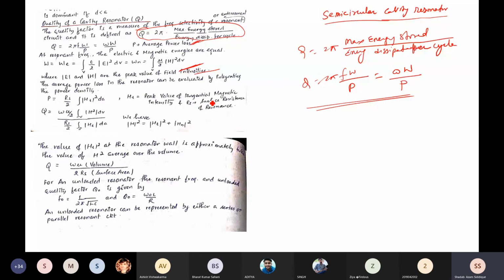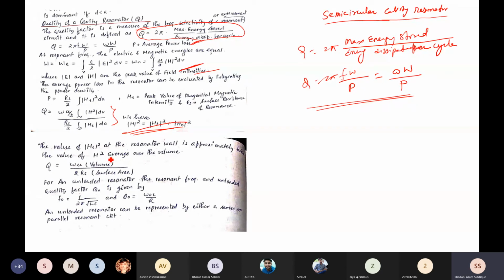We have H square equal to HT square, the tangential magnetic field square, plus the normal magnetic field square. The value of HT square at the resonator wall is approximately twice the value of H square averaged over the volume. So the quality factor comes out to be this one, and F naught.